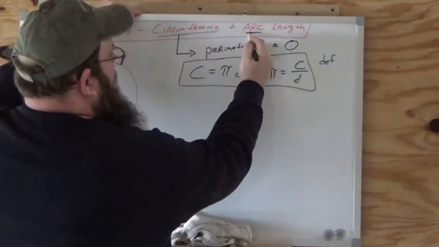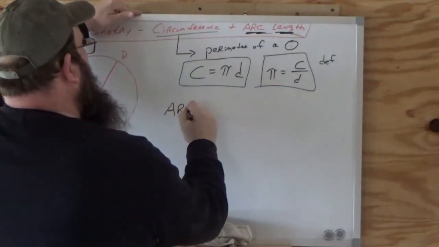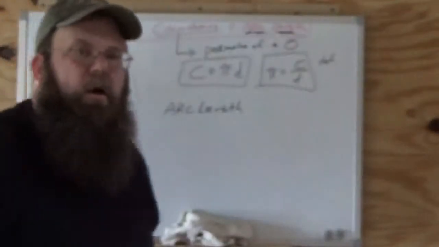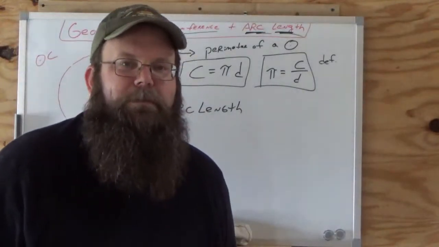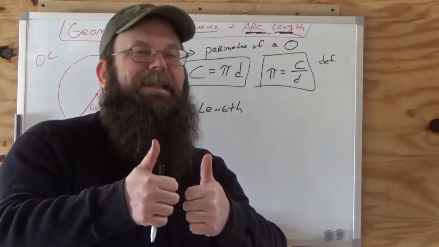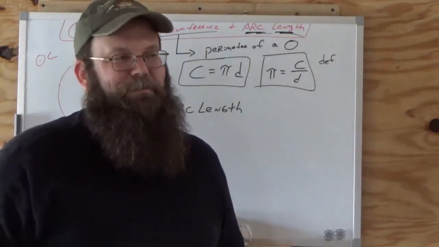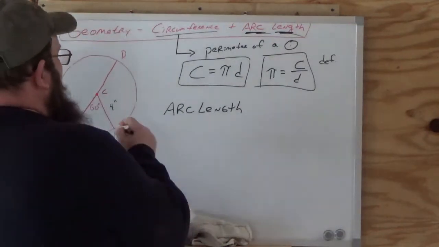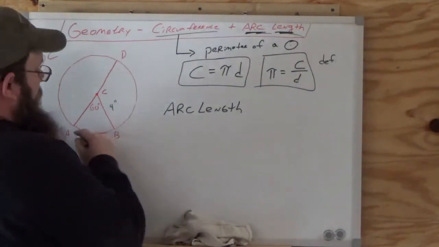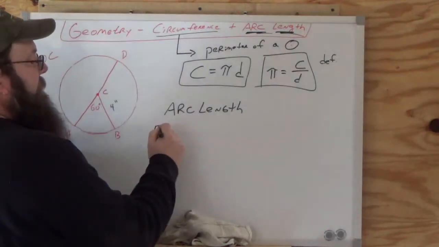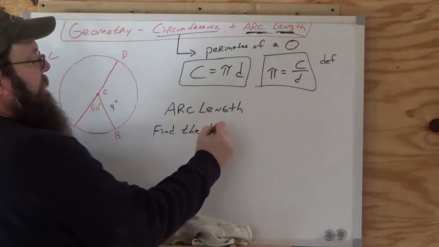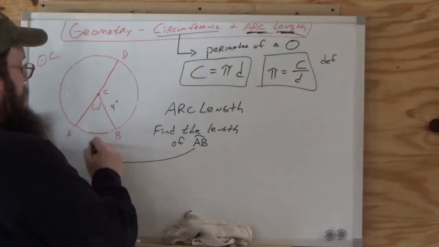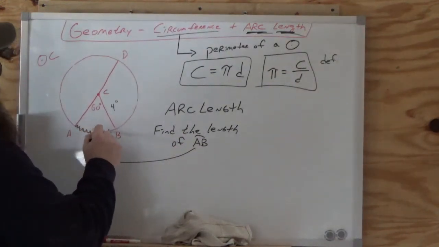Up here, arc length. Arc length. What is arc length? Arc length is the length of the arc. Got it? Yeah, I know. That's kind of funny. Anyway, arc length is, if we're going to find the length, let's say the length of arc AB. So we want to find the length of arc AB. Right here. Boom. How long is it along there?